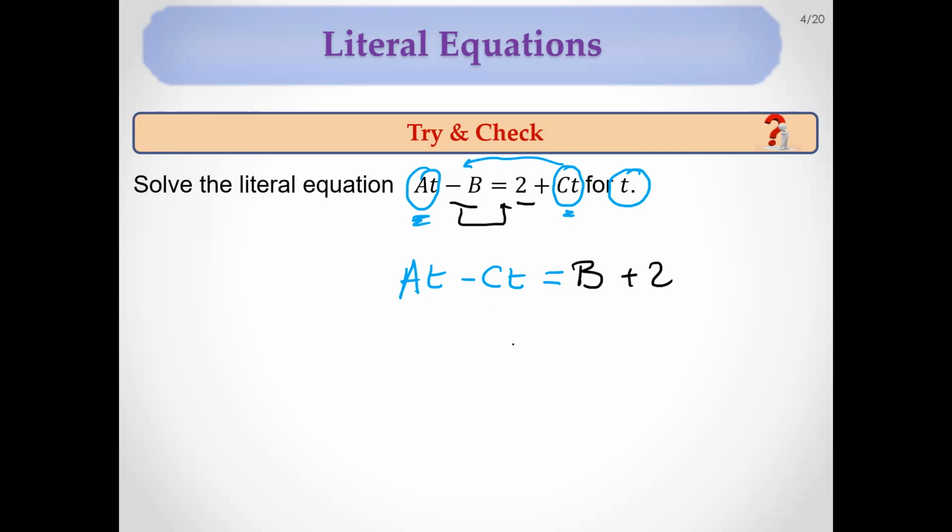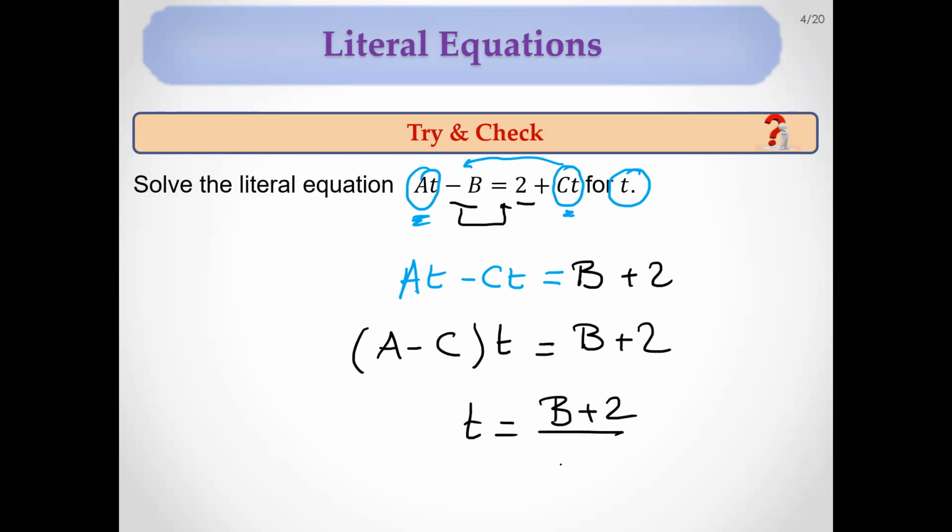Then here, at minus ct, we can put t as a common factor: a minus c, times t, equals b plus 2. And finally, t is b plus 2 over a minus c, and we are done. We isolated t. There's only one t, alone and isolated on one side, to say that we are done.